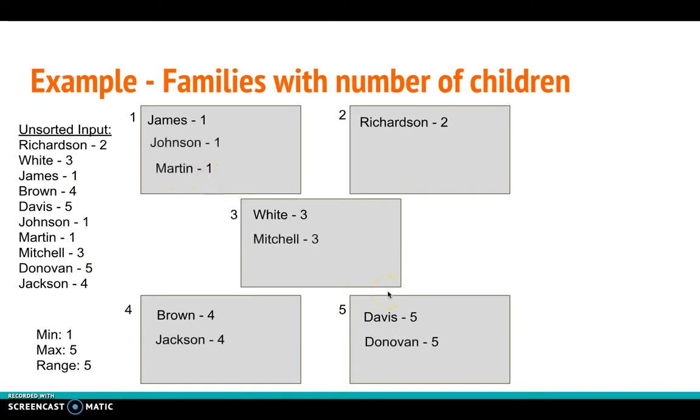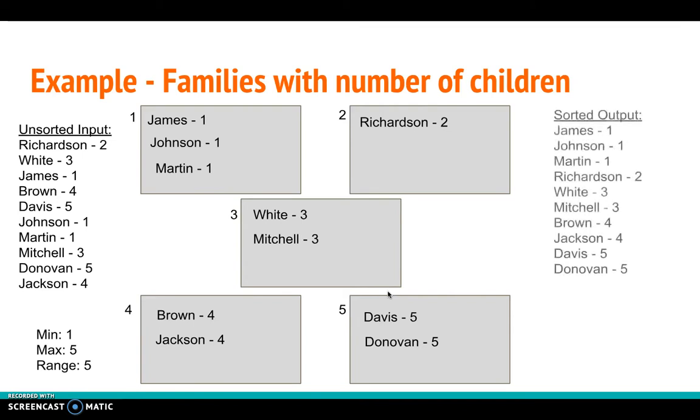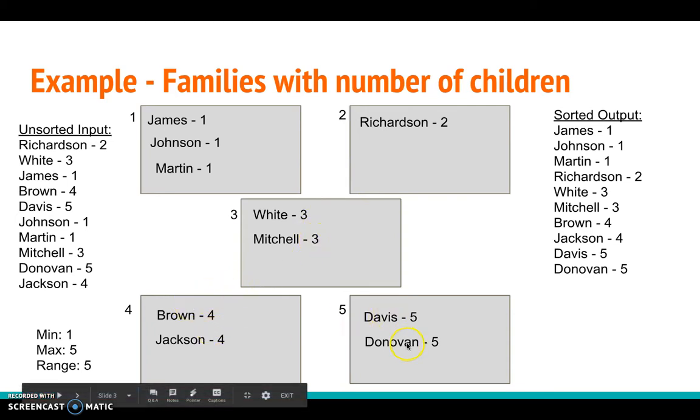So now we have the sorted buckets, and then we can translate that by iterating through each of the buckets into our sorted output array. Here you can see we sorted the output, and to step through it, do James, then Johnson, Martin, Richardson, White, Mitchell, Brown, Jackson, Davis, and then Donovan.